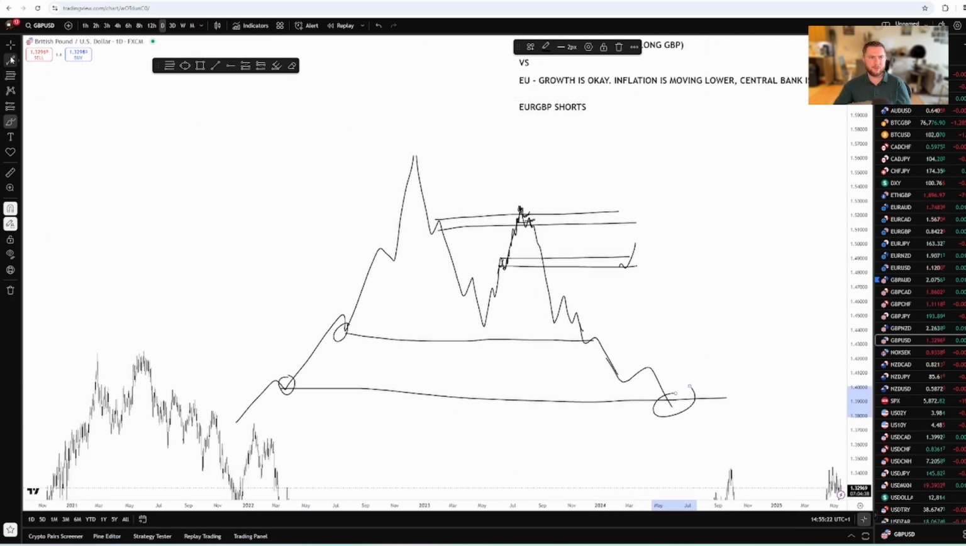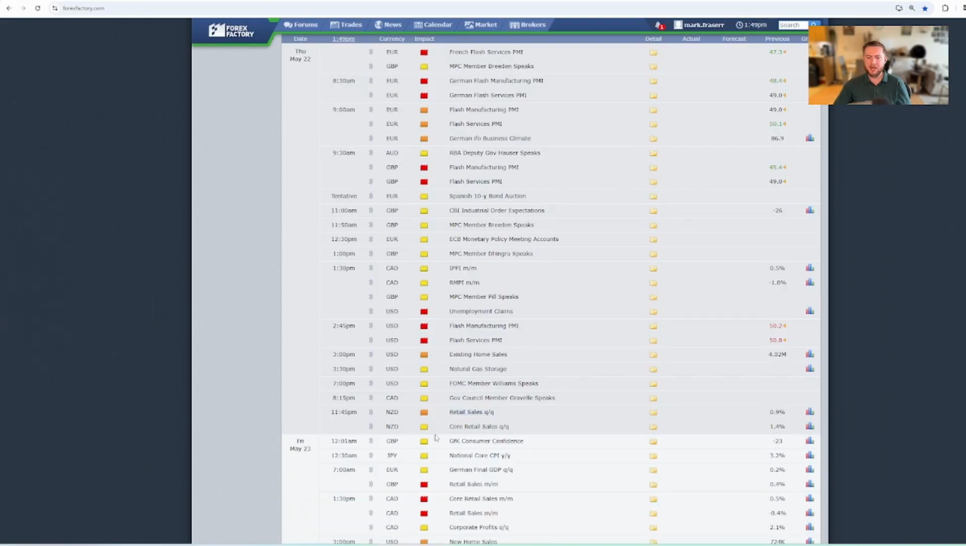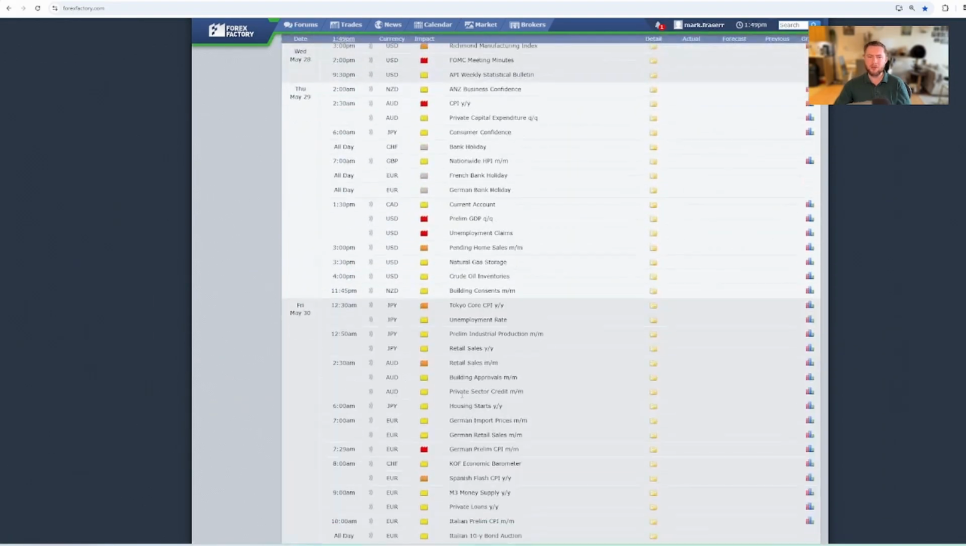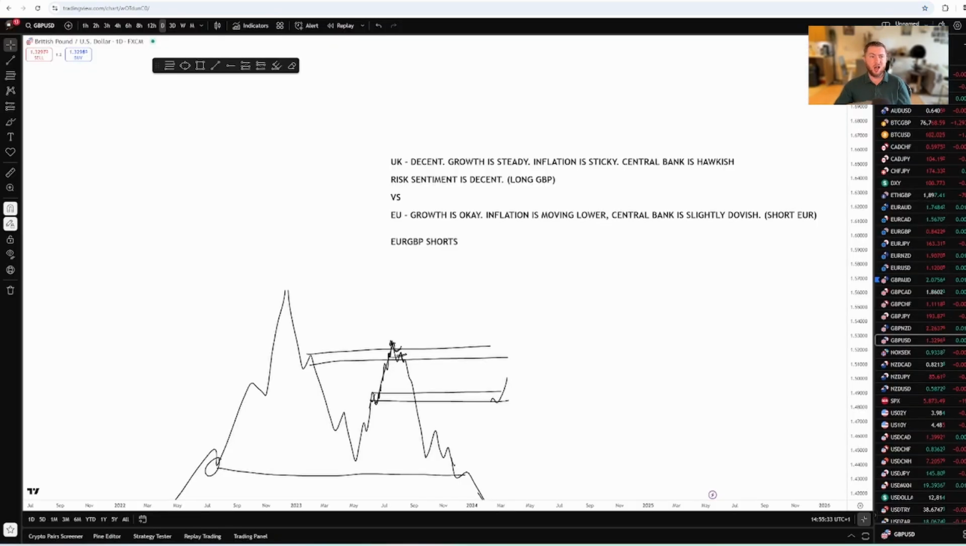Look at the sort of framework you worked with. All you then do is every week you just follow the data and think, okay, data's still pretty good for the UK. Euro data's starting to slow down or still slowing down. I still want to remain short Euro GBP.